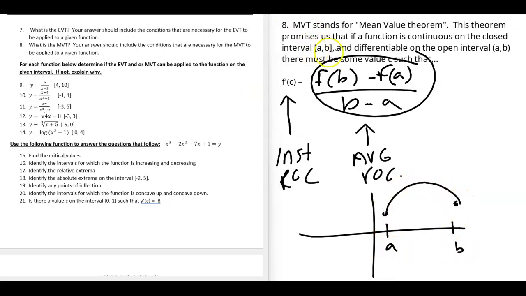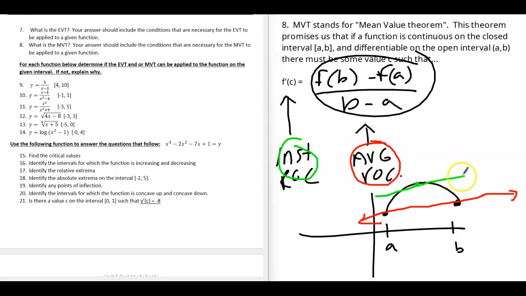what this theorem is telling us is that so long as this is a continuous function on the closed interval, meaning the endpoints are included, and the function is differentiable, like that would mean there's no cusps or anything that would cause the derivative to fail to exist, so long as those criteria are satisfied, then the average rate of change, which is represented by the slope of a secant line, in case you forgot that, that's the average rate of change, should be equal to the instantaneous rate of change, which is like the slope of a tangent line, somewhere between a and b.